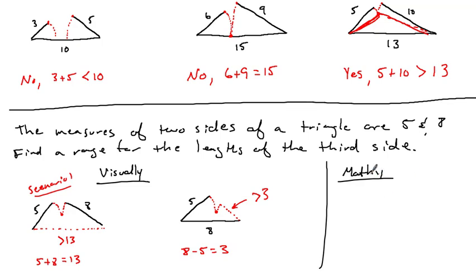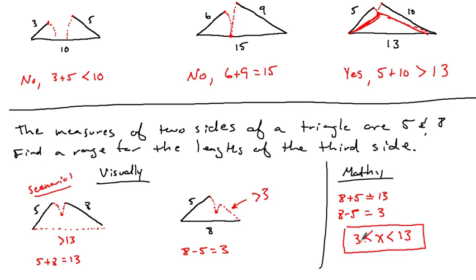So if we come over here, when we have one of these problems and it says find them, here's the measures of the sides of a triangle, 5 and 8. Find a range for the lengths of the third side. You're going to do 8 plus 5 is 13. 8 minus 5 is 3. So our range is that our value, or our third side, can be less than 13, or it can be greater than 3. And we write it all like that, and that says x is between 3 and 13.